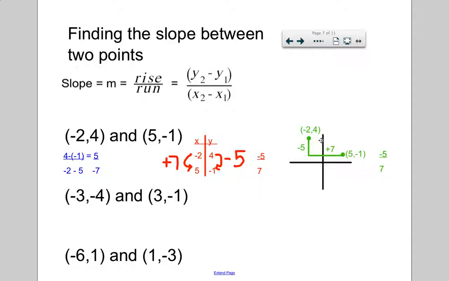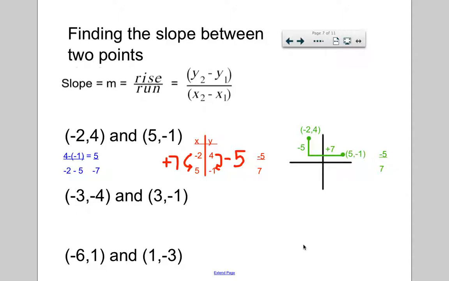Same thing. The other thing you could do is plot the points. I did that here. And then count, as I showed you on the graph before. To get from one point to the other, I would go down 5. My rise is a negative 5 because I'm going down. And increase positive 7. Positive 7 because I'm going to the right.